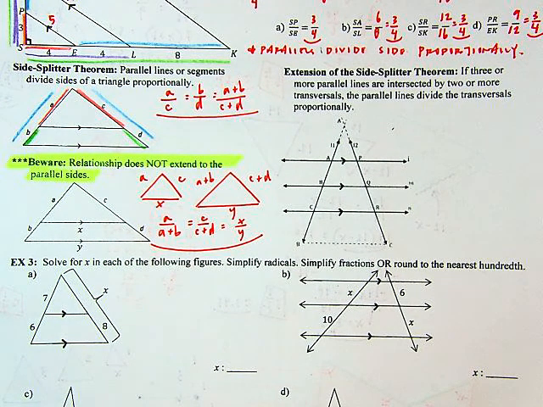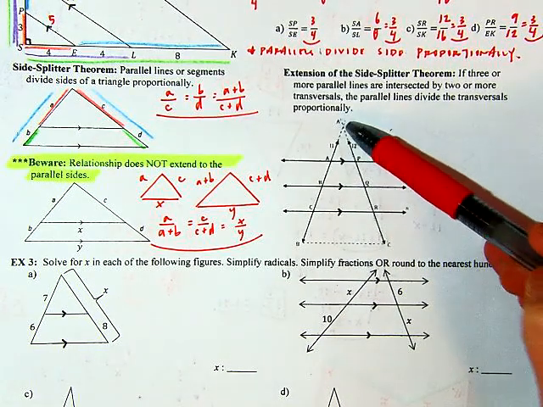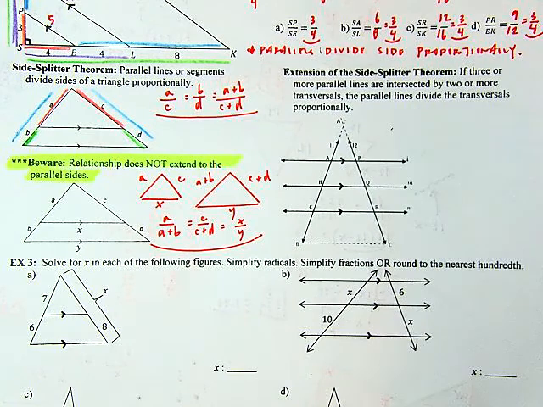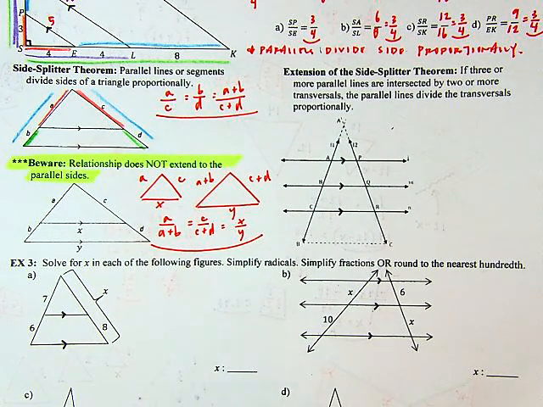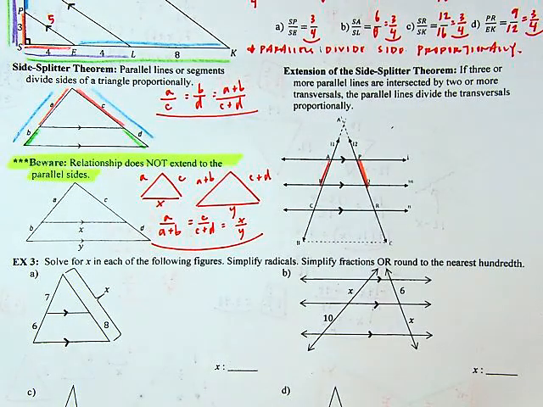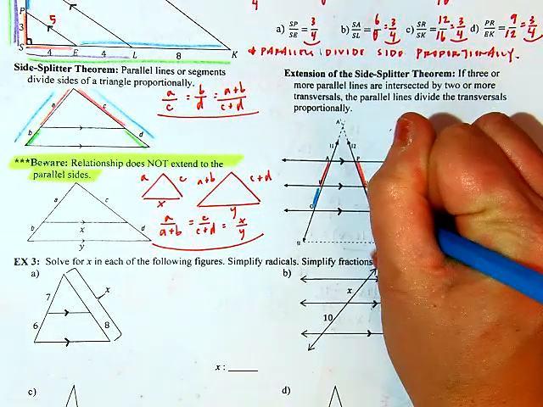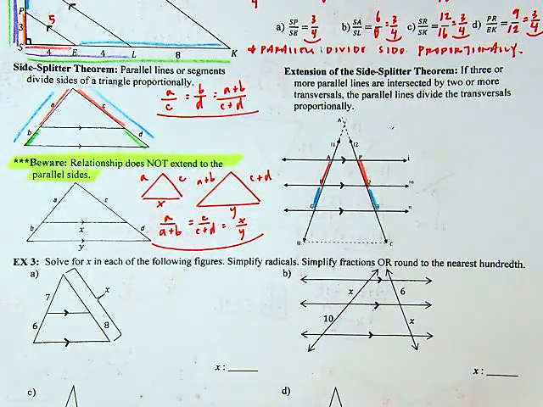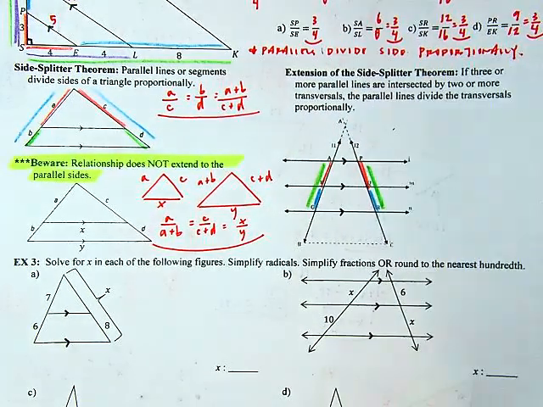And the reason that works is if I extended these 2 transversals, eventually they're going to cross. And I can picture this as a larger triangle, even if it is not drawn as such. So we know that our parallels will divide their respective sides proportionally. So I know that the measure here, AB, is to the measure here, PQ, just as the measure here, BC, is to the measure here, QR, just as this full measure here, AC, is to this full measure here, PR.